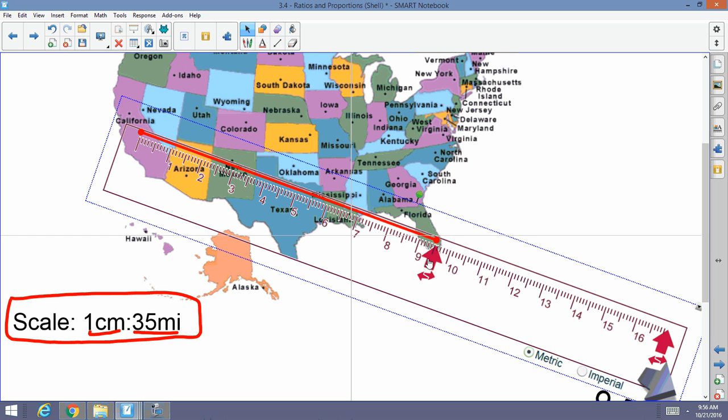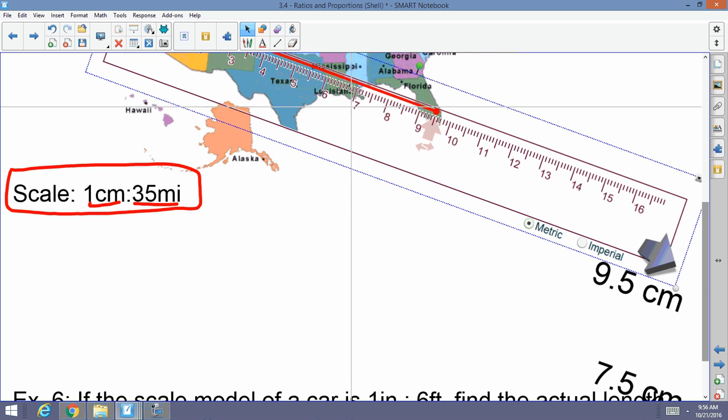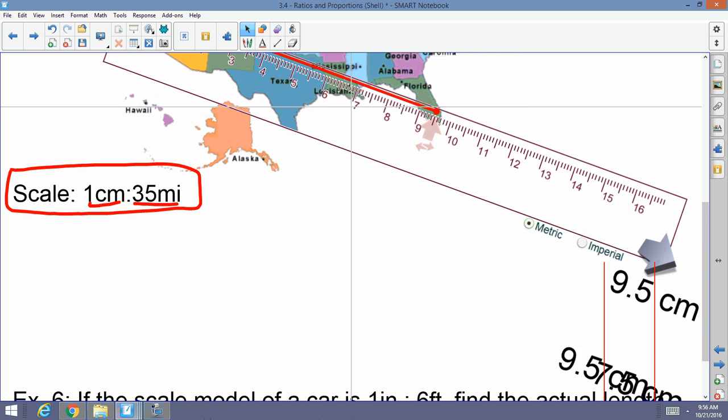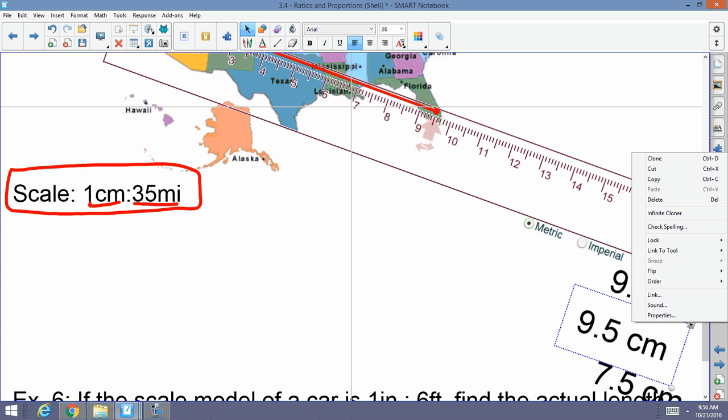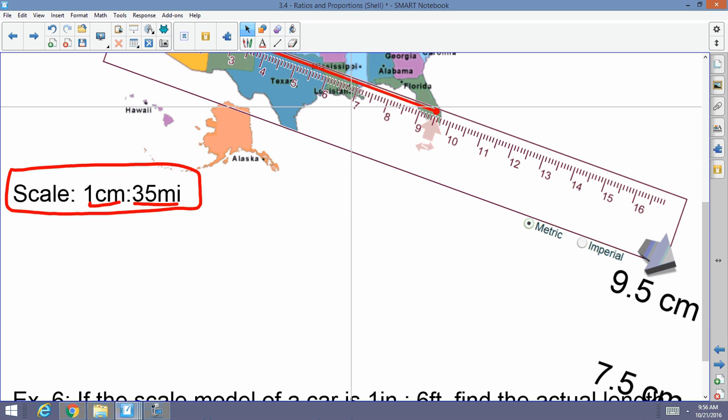Hold on. That's why. Okay, there we go. From that arrow to that arrow, and it gives me my 9.5. Pretty cool, right? All right. So anyways, that's neither here nor there. That's a tool.